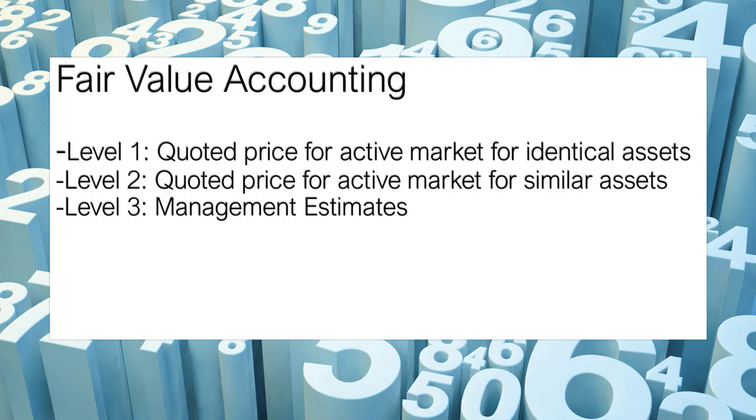Level 2 would be getting a fair market value for an asset based on an active market for a similar asset. So take, for example, a building. If you were at a warehouse, you might find comparable warehouses to get a value with, but they're not identical. Nothing's going to be exactly the same. And then the third level of coming up with fair value is based on management's estimate. So that's the weakest of the three.